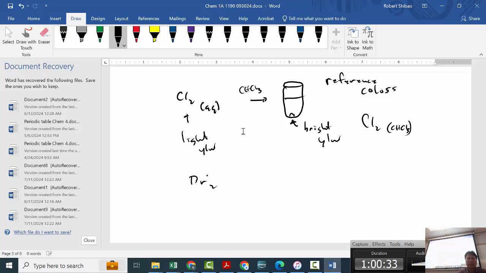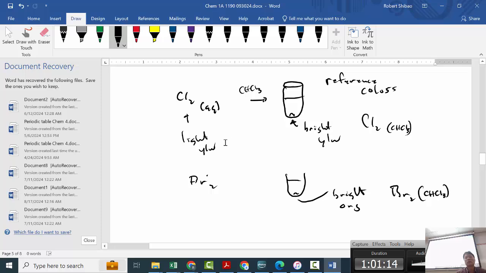Bromine in chloroform gives a bright orange. You have to shake it up. It forms an emulsion and then it extracts, taking the bromine out of the water and concentrating it into the chloroform. And iodine gives the bright purple. So you can tell if no reaction occurred: there's no color change, it stays yellow, whether light or bright.